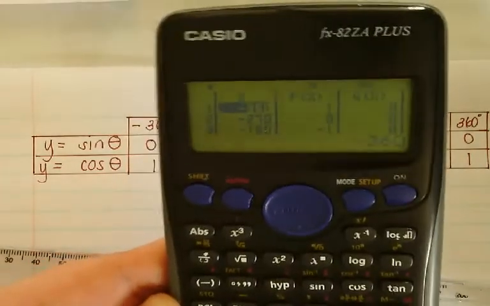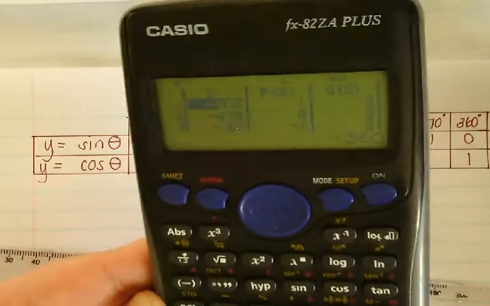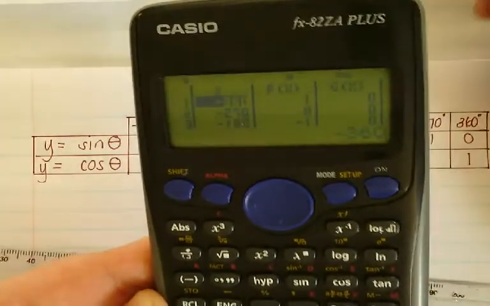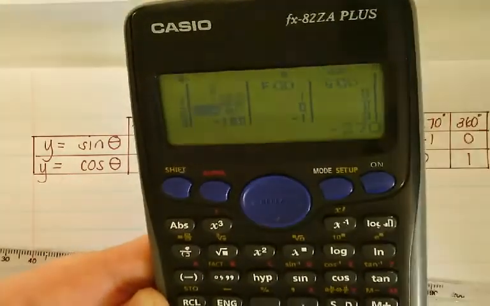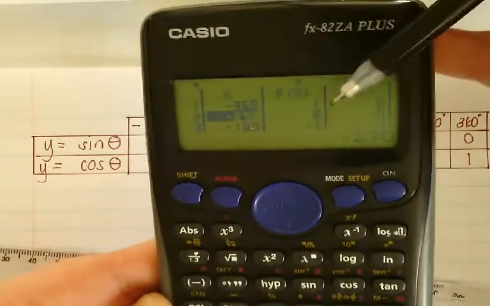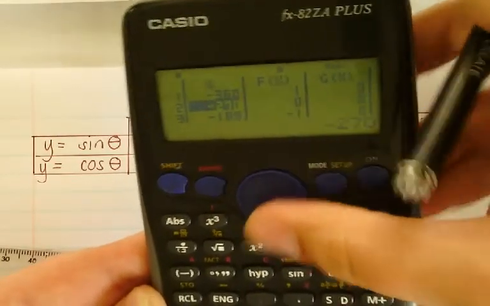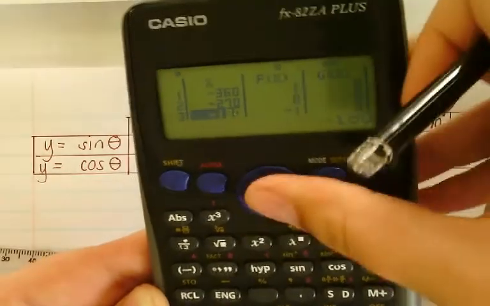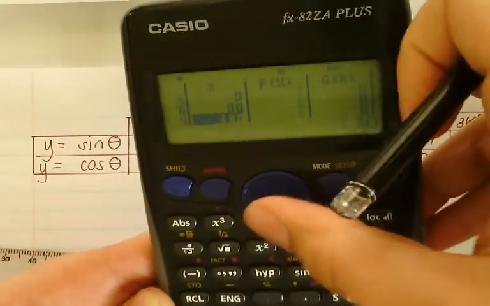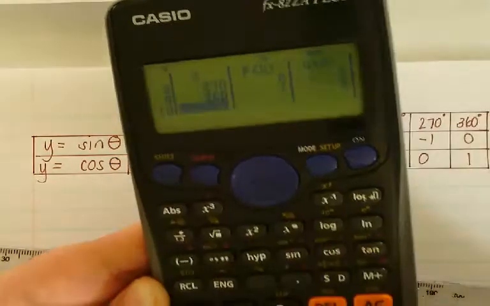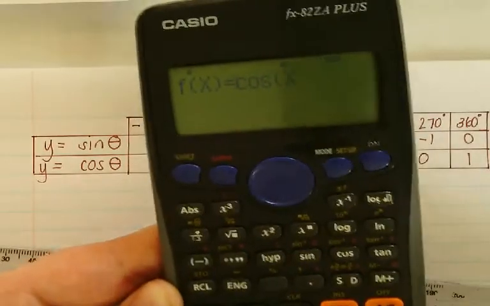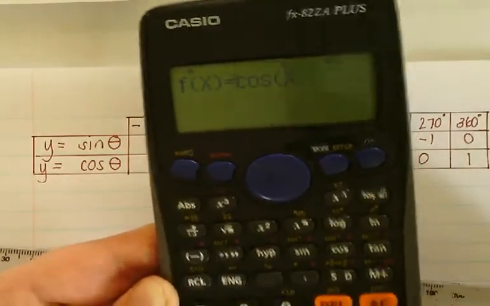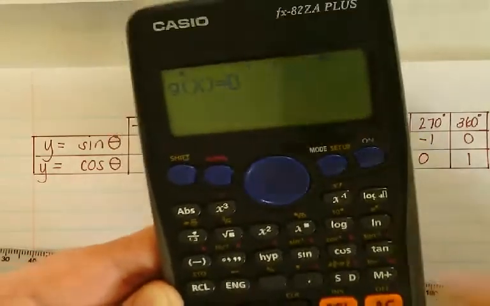So when it is negative 360 for x, your y is 1. When it is negative 270 for x, your y is 0. When it is negative 180 for x, your y is negative 1, and so on right through to the end. I could even go and put, since my calculator is set to have both, I can even put both of them in.